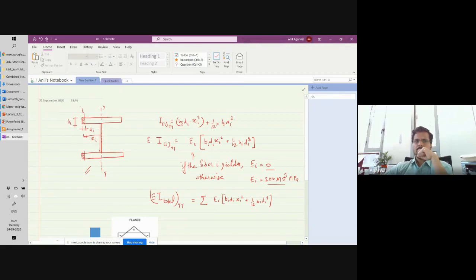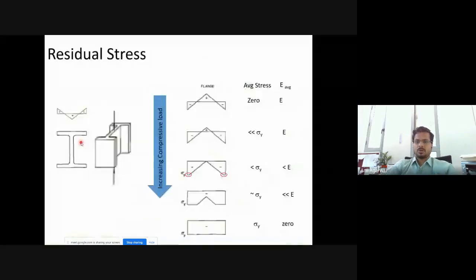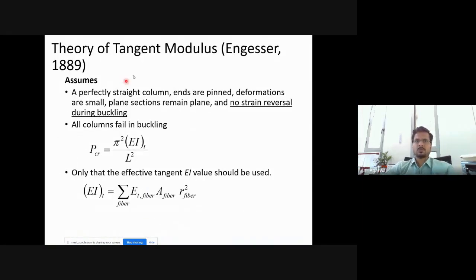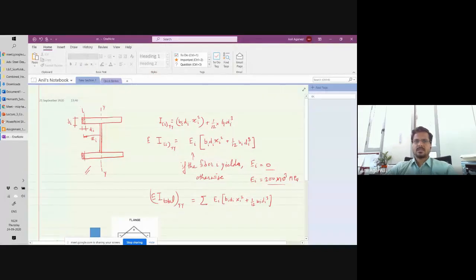Now, of course, we know that there are residual stresses, and some of the fibers will start reaching the yield point sooner because of the residual stresses. Now, what this theorem says, the theorem of tangent modulus, is that, let's say you have a fiber in this column cross section here, and another fiber would be here, and they would be under the same stress as long as you are talking about buckling about axis y. So both of them will be in the same situation.